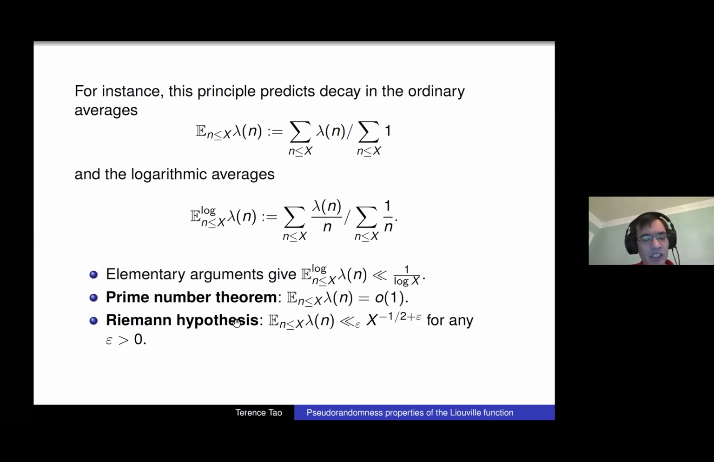But the conjecture, which is the famous Riemann hypothesis, is equivalent to the statement that you should get square root type decay. That the average value of lambda of n should actually decay like square root of x, up to some epsilon errors. Okay, so that's one very simple notion of randomness, just computing the mean.